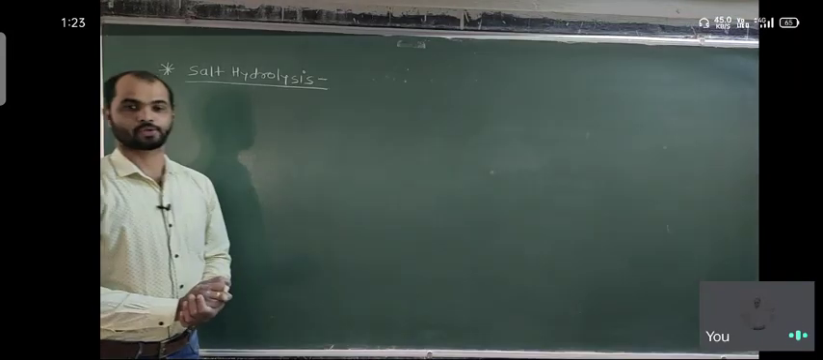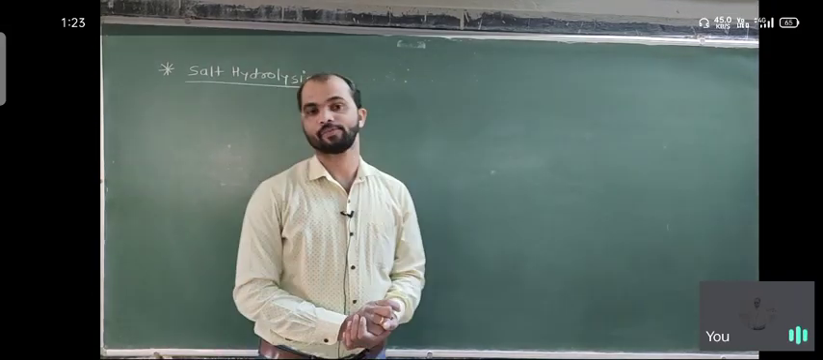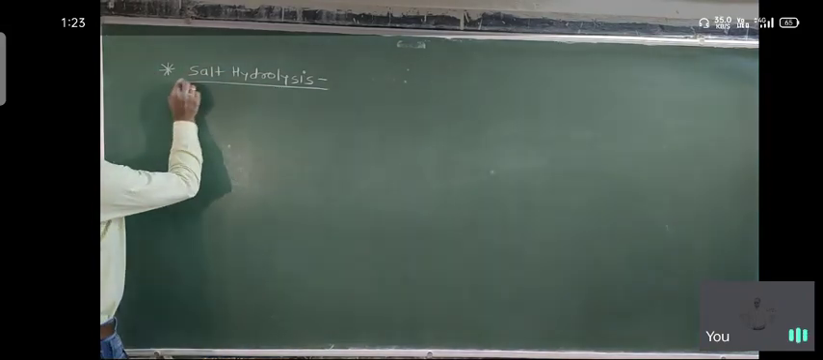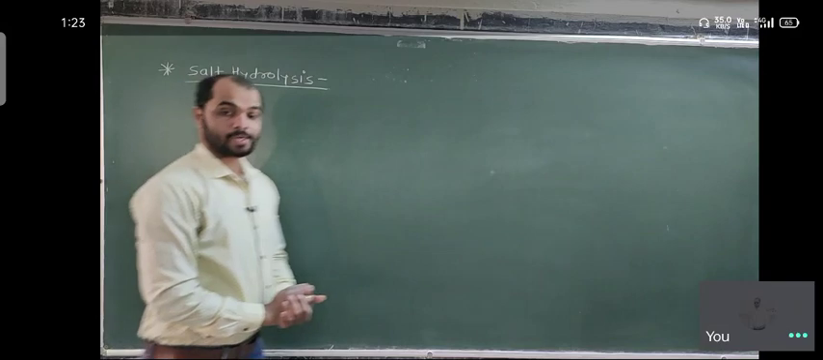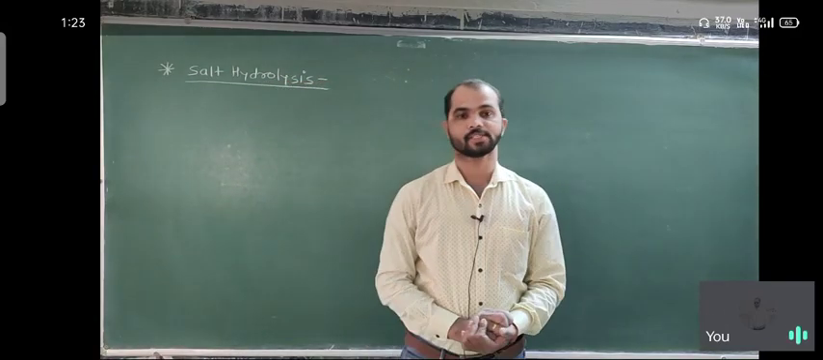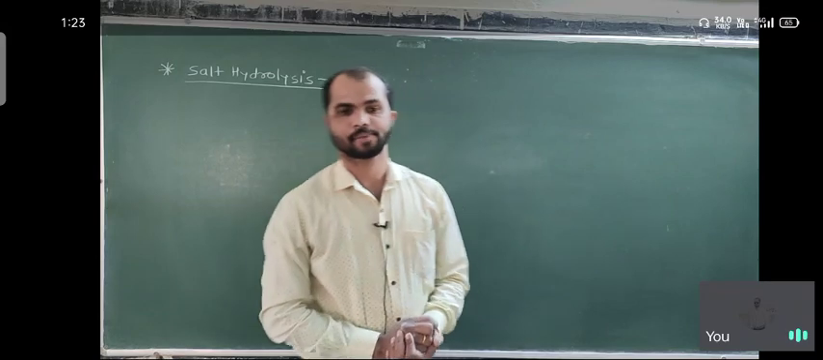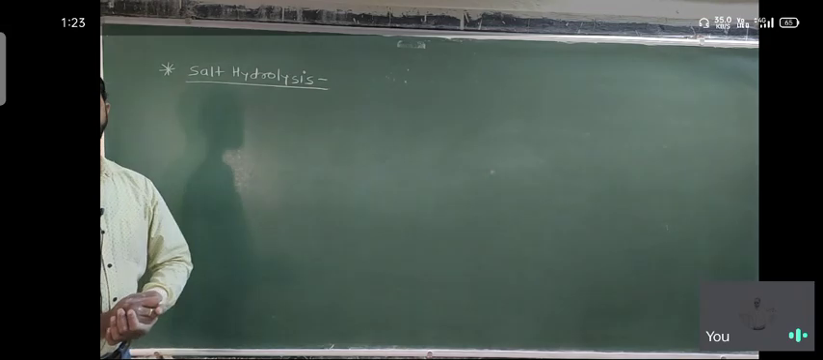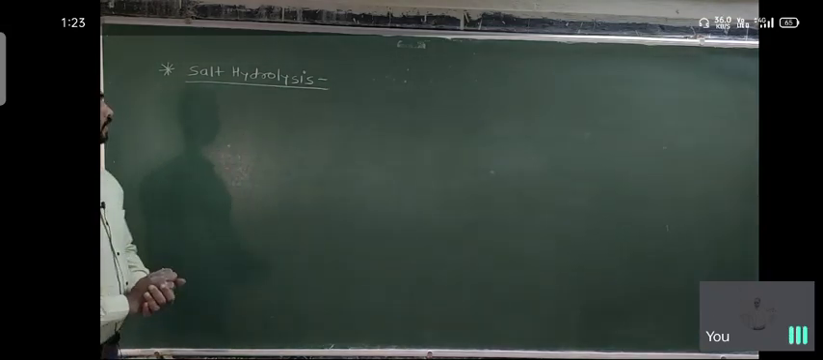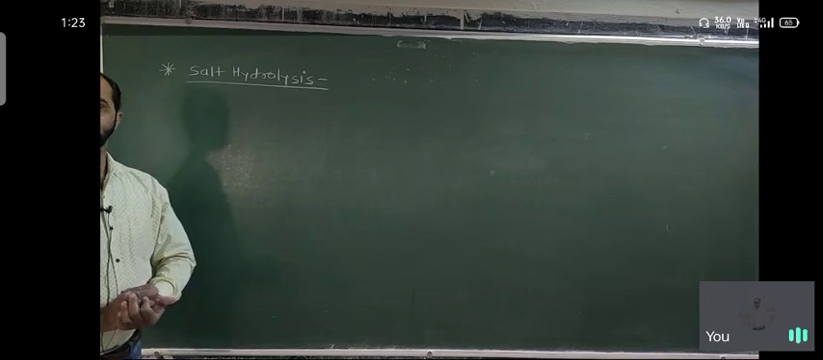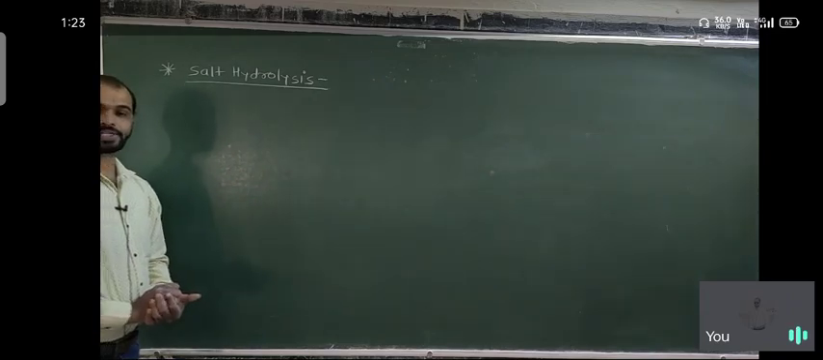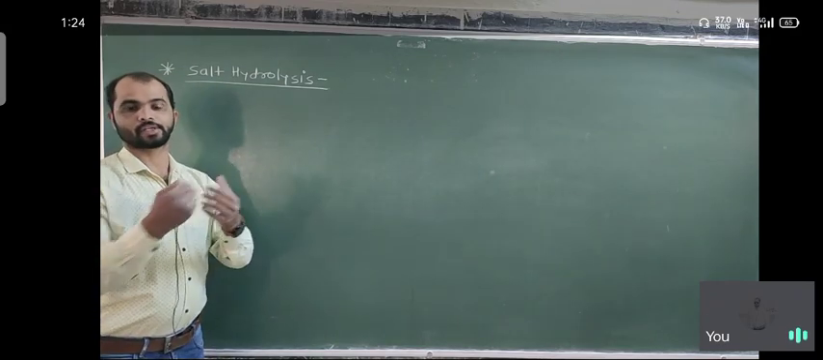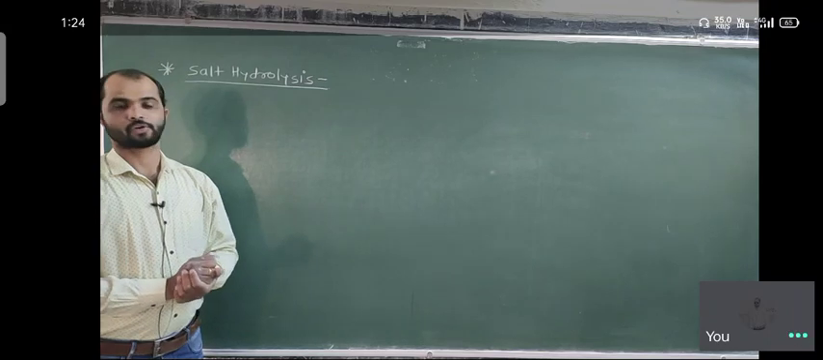Hello students, today we start another topic of ionic equilibria, which is salt hydrolysis. In the previous lecture we discussed a number of things, basically buffer solutions, and solved some problems based on it. So in today's lecture, it is salt hydrolysis, meaning hydrolysis of salt. What is hydrolysis? Hydrolysis means when a salt and water interact together, what happens?